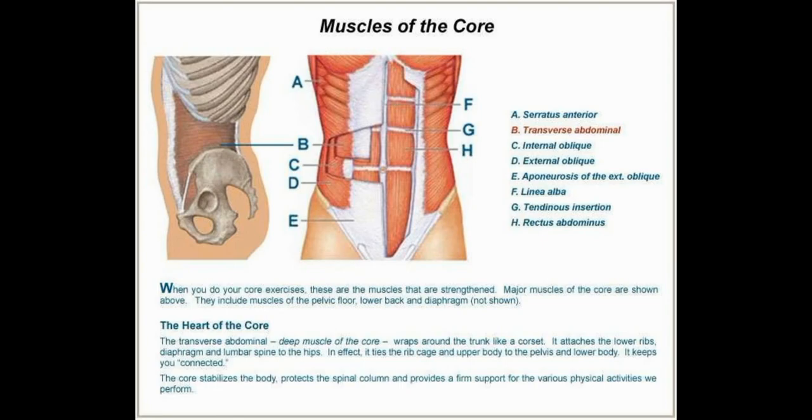The transverse abdominis, the deep muscle of the core, wraps around the trunk like a corset. It attaches the lower ribs, diaphragm and lumbar spine to the hips. In effect, it ties the rib cage and upper body to the pelvis and lower body. It keeps the patient connected. The core stabilizes the body, protects the spinal column and provides a firm support for the various physical activities that the patient performs.